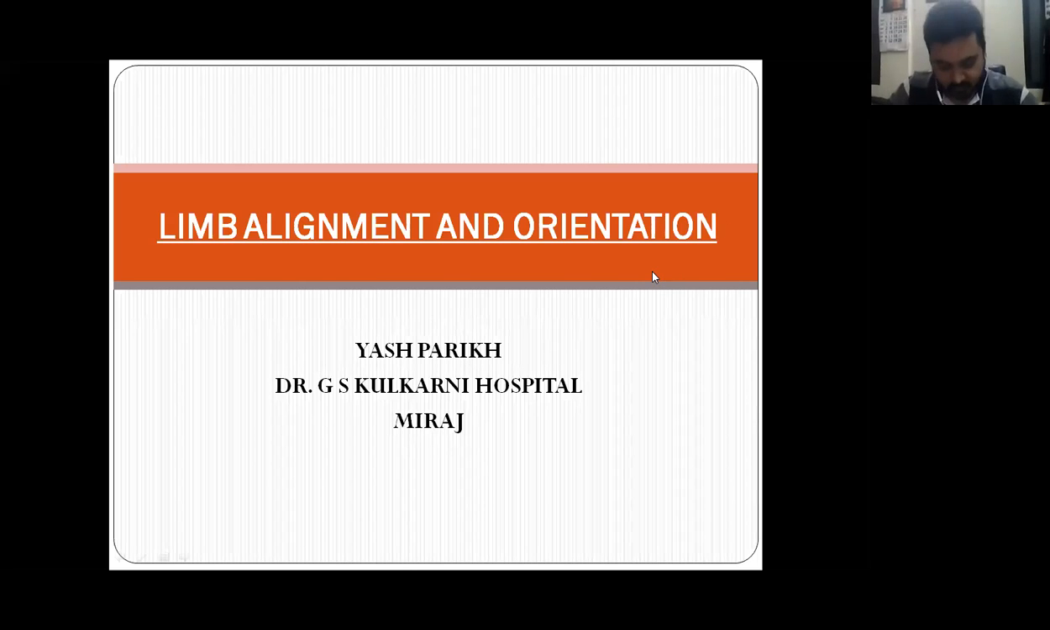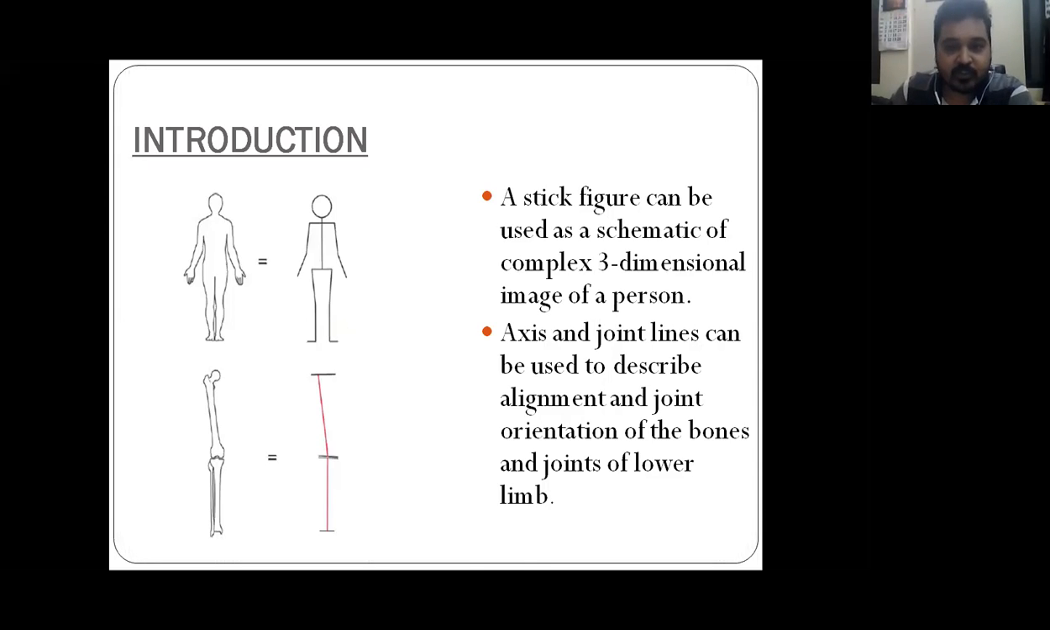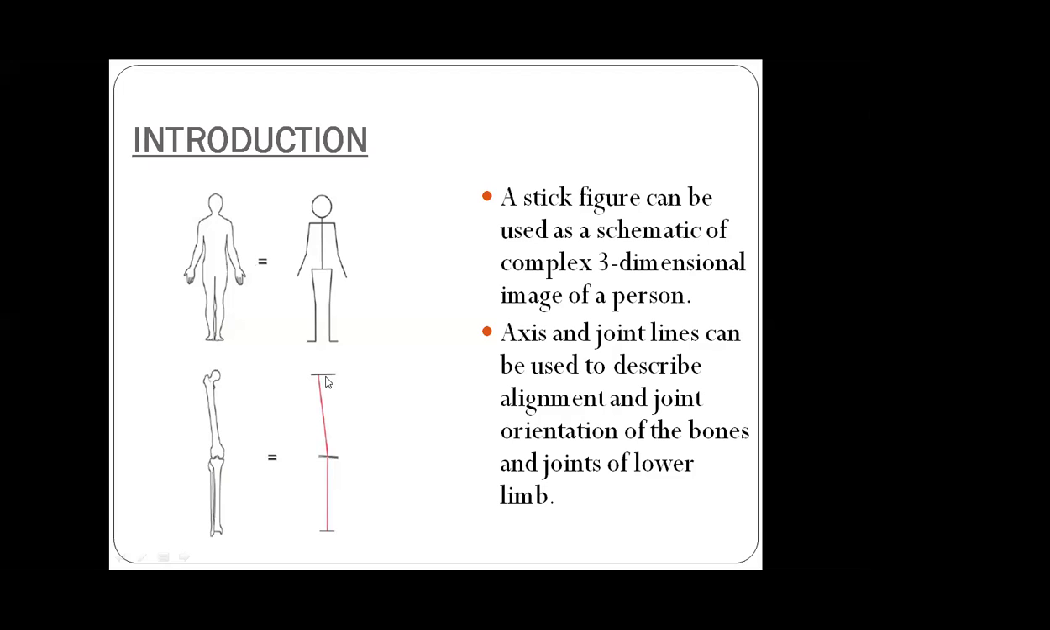Good evening, everyone. Today my topic is limb alignment and orientation of the lower limb. First of all, the introduction. A stick figure, as you can see in the diagram, can be used as a schematic diagram for a complex three-dimensional image of a person. Similarly, axes and joint lines can be used to describe alignment and joint orientation of the bones of the lower limb.